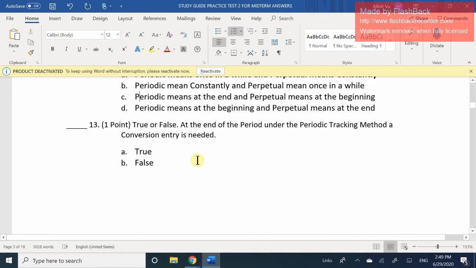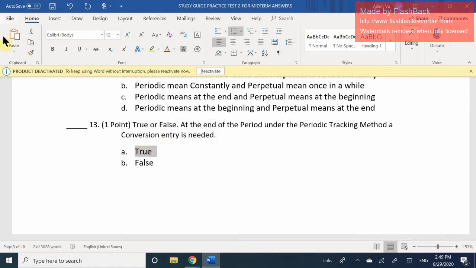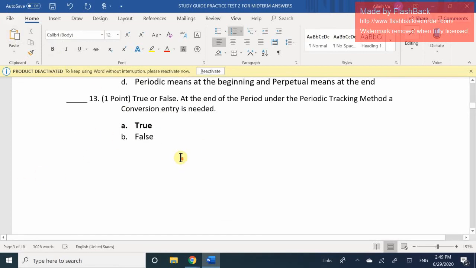Easy. Okay. Number 13. True or false? At the end of the period, under the periodic tracking method, a conversion entry is needed. Is that true or false? That's true. Yes. At the end of the period, hence the method called periodic. So yes, you need to have a conversion entry done at the end of the inventory cycle.